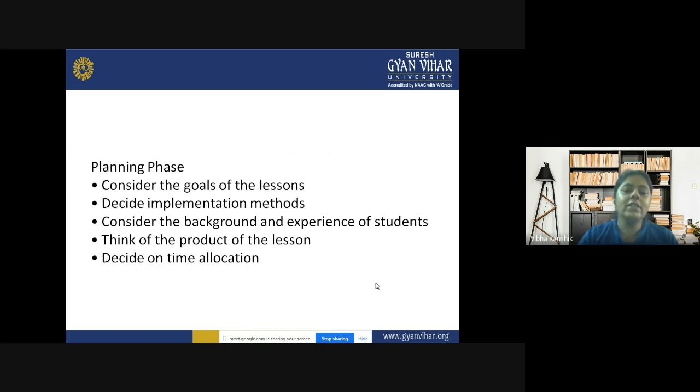Planning phase: consider the goals of the lesson, what are the objectives of teaching that particular concept. Decide implementation method, which teaching method will be used by the teacher to teach the students. Consider the background and experiences of the learner, what is the previous knowledge of the students and what are the experiences of the students. Think of the product of the lesson, what you will get out of the lesson. Decide on time allocation, how much time is needed.